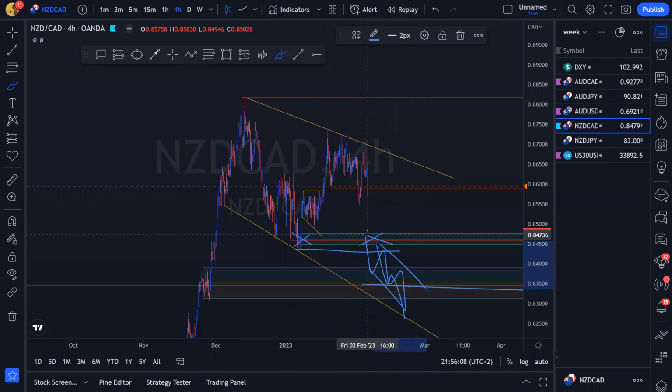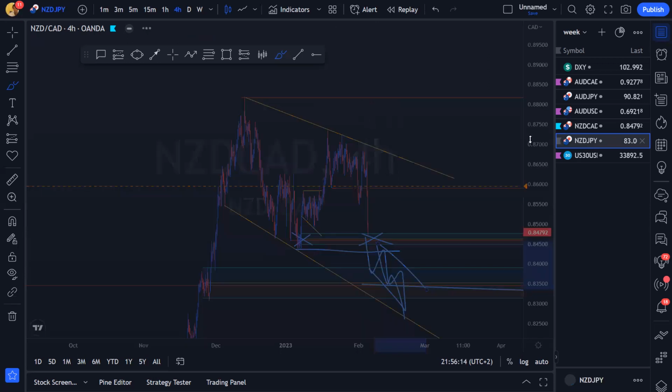That's if price action has not given anything by 9 a.m. on Monday. We're nice and bullish on price. Let's go on to New Zealand dollar yen. So, New Zealand dollar yen, I'm just going to be very quick because there's nothing that I'm going to be looking for on this pair.